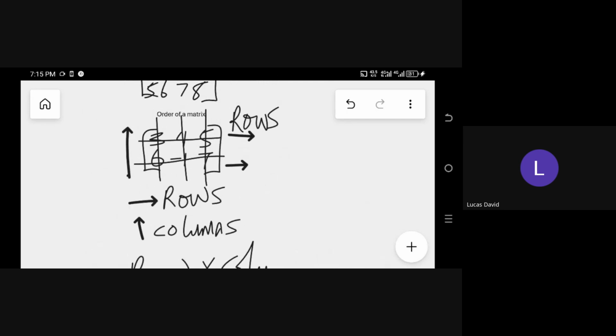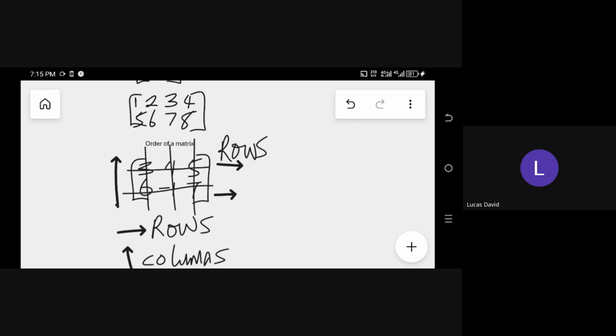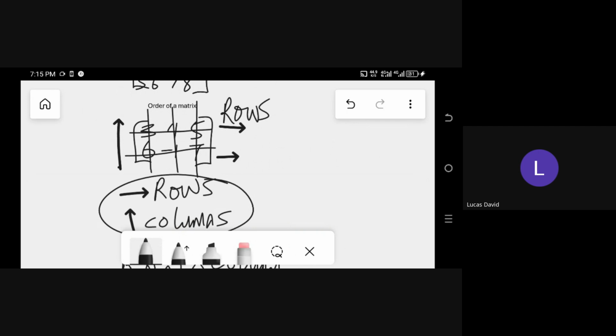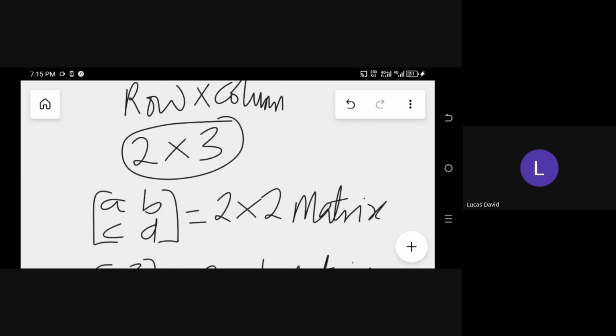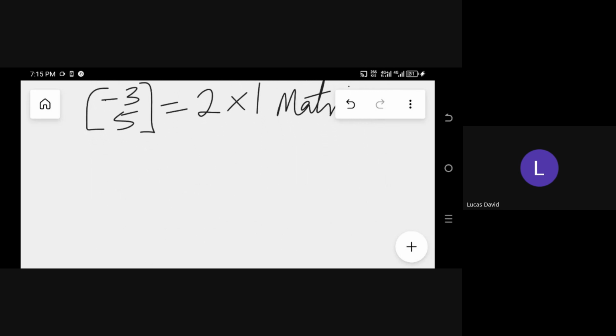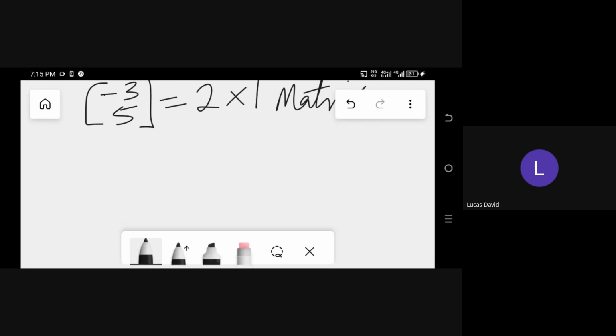Come back here, you see the illustration. The horizontal arrows tell you the number of rows, while the vertical arrows tell you the number of columns. See the illustration here at this circled part. The horizontal arrow tells you the number of rows, while the vertical arrows tell you the number of columns. So we shall proceed to name other matrices. Let's look at other matrices and see how we can determine their order of matrix.